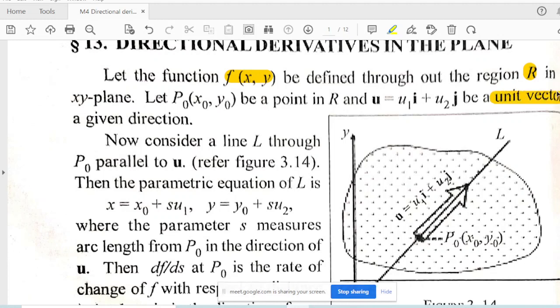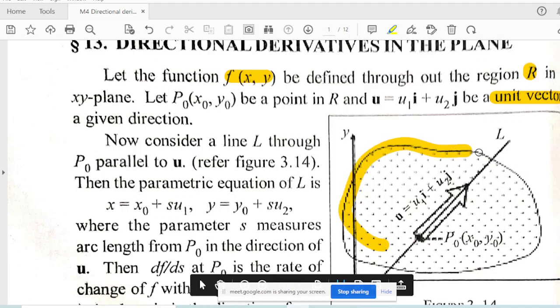What is a unit vector? A unit vector is any vector of magnitude 1 in a given direction. So what is given to us? A function is given. f of x is a function and it is defined over a region, and this is the region given. This is defined over a region R.